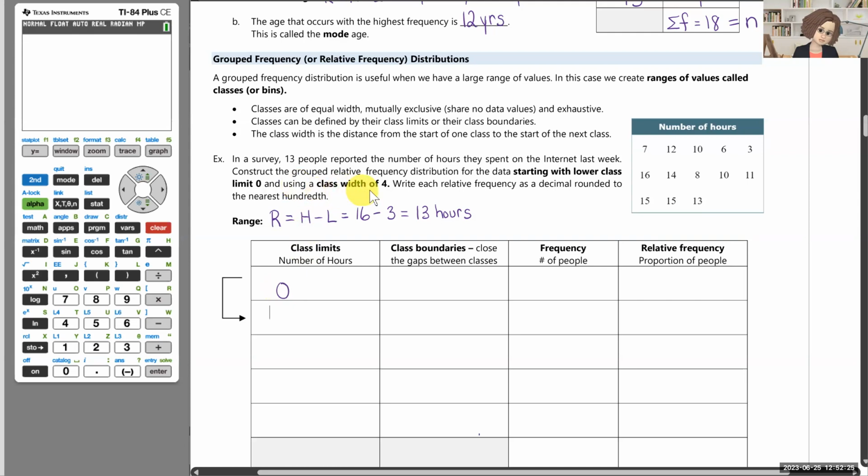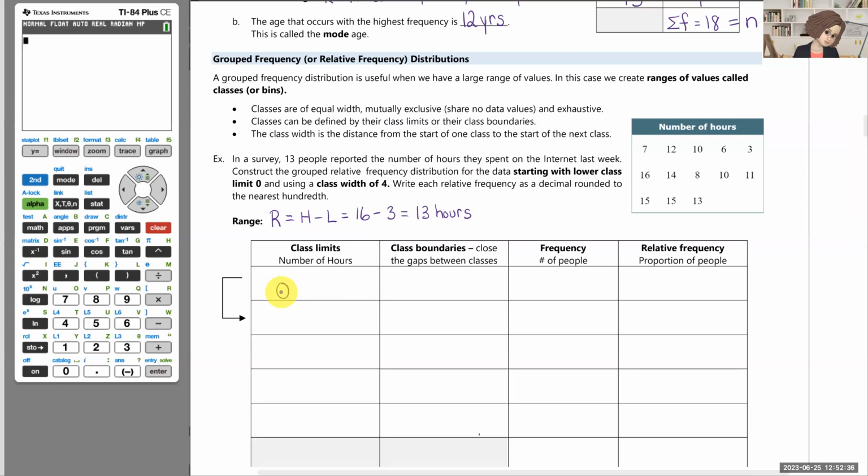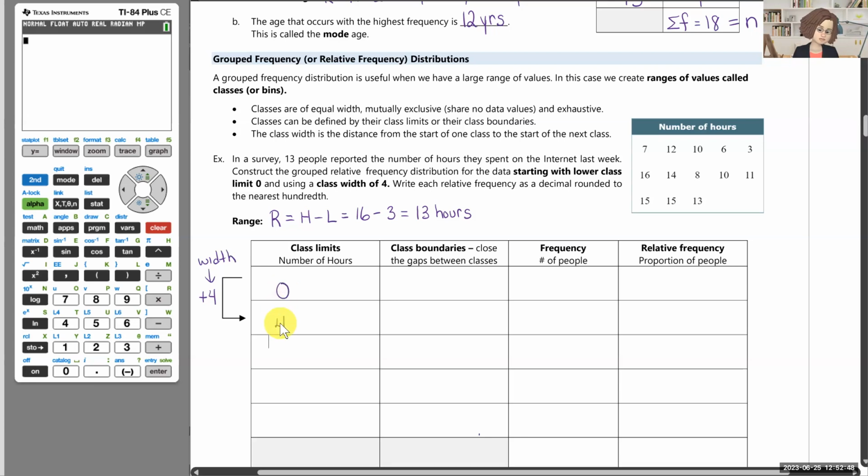And it says use a class width of 4. So the class width is the distance from the start of one class to the start of the next. So if that's a 0, then we're going to add our class width, which is 4, and that will tell me where the next grouping, the next class begins. So 0 hours on the internet, that's 4 hours on the internet.